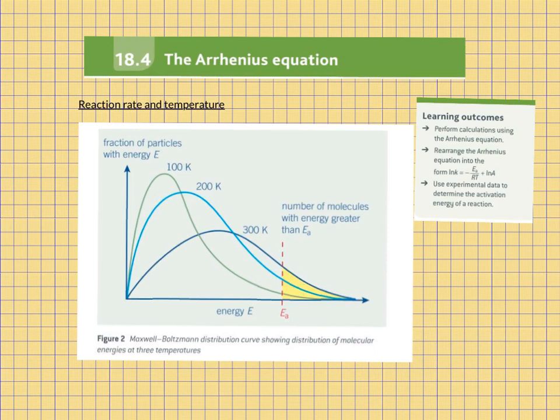So at higher temperatures, if we look at this point here, remember EA is the minimum energy needed for collisions in a reaction to be successful. And as the temperature increases, the profile is such that there is a significant increase in the number of molecules who have energy greater than EA. So we're going to see how this activation energy is related to the rate constant in our rate expression.